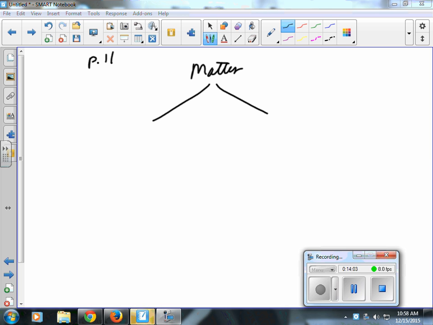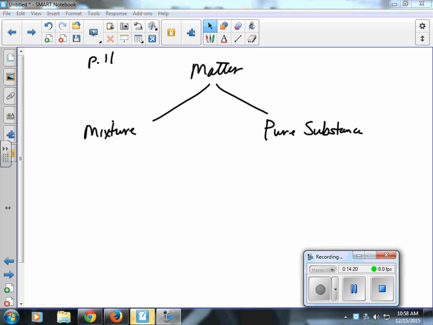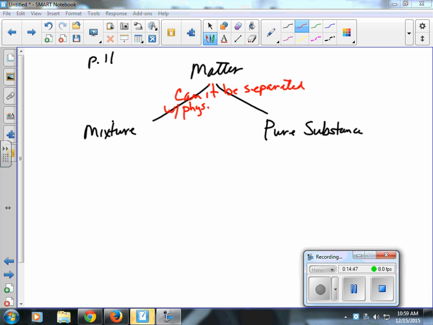Matter. We got mixture and a pure substance. The way you can tell which one's which: you got your sample. Skinner brings some stuff in here to us, right, and wants us to identify it. Well, the first thing we would ask ourselves is, can it be separated with a physical change? If the answer is yes, it's a mixture. If the answer is no, it's a pure substance.